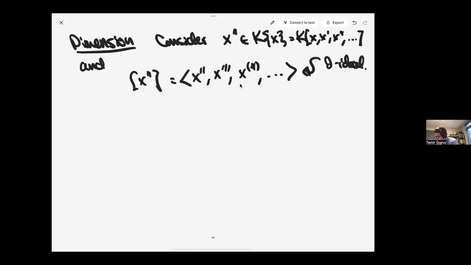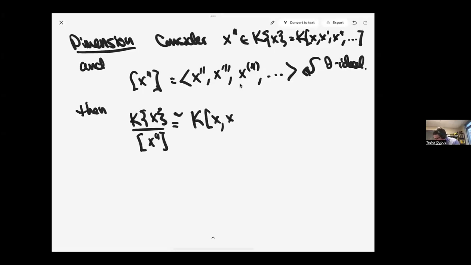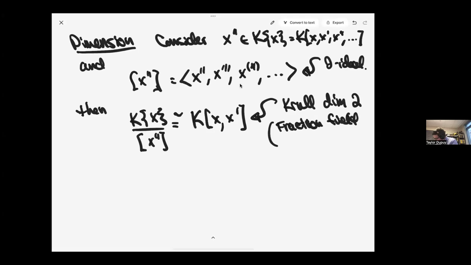What we can do is consider the quotient by this. Modulo this differential ideal, it kills everything but x and x prime. We see that this thing here has Krull dimension 2, or the fraction field has transcendence degree 2 over the base field.